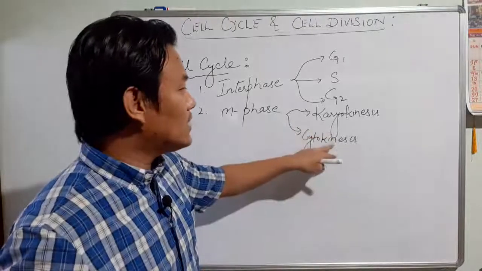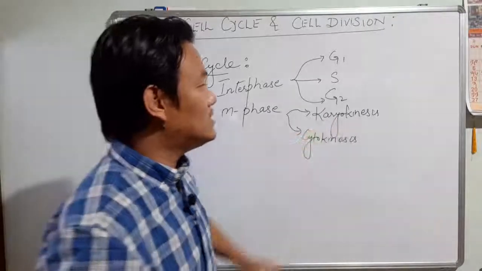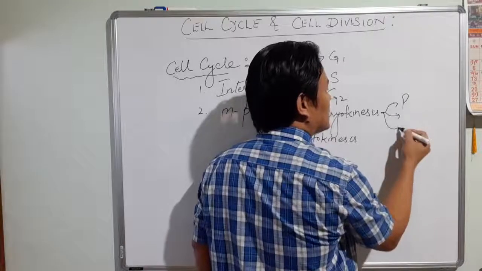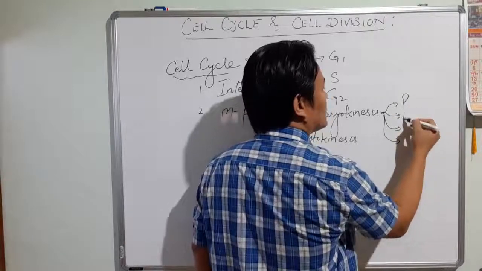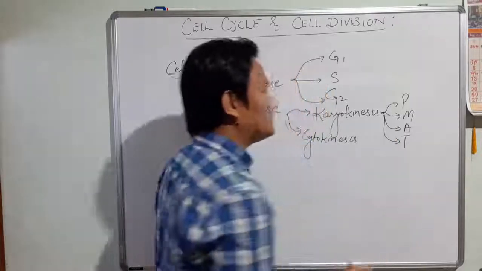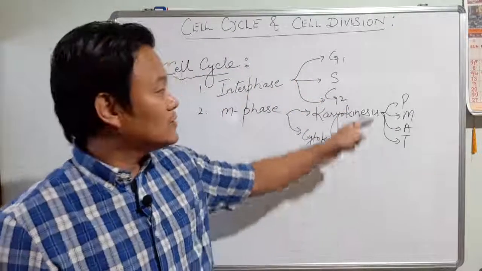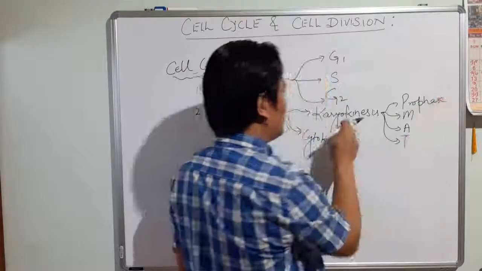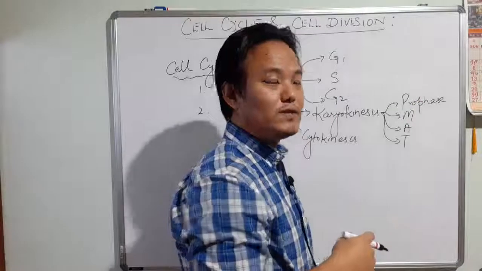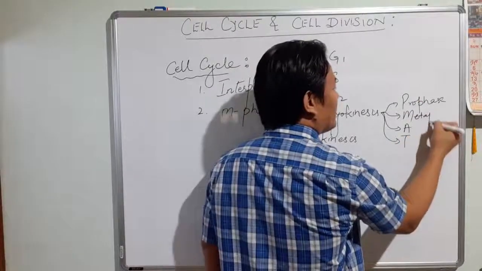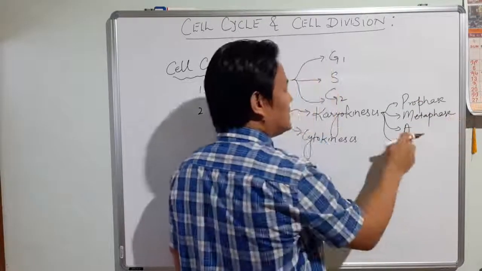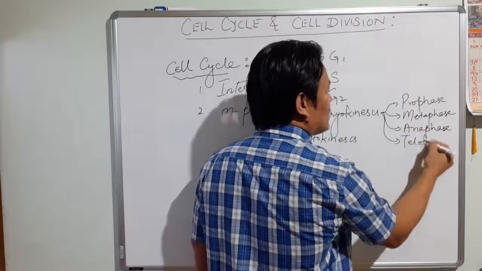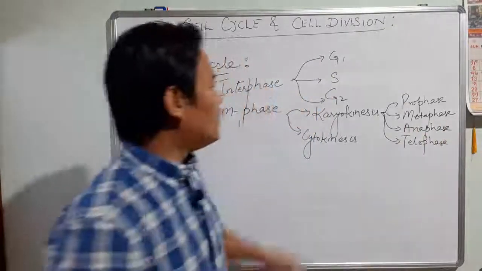So karyokinesis has the phases starting with P, which stands for prophase. So the steps of karyokinesis are prophase, right? And this is followed by M, metaphase, and A, anaphase, and finally we have telophase. This ends the division of the nucleus.